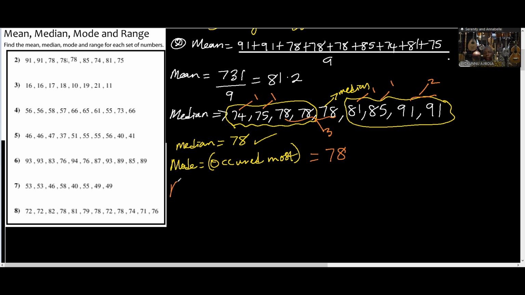Then talking about the range. Range means biggest number minus the smallest number. So the biggest is 91 minus the smallest, which is 74. So we will say 91 minus 74, that is 17.